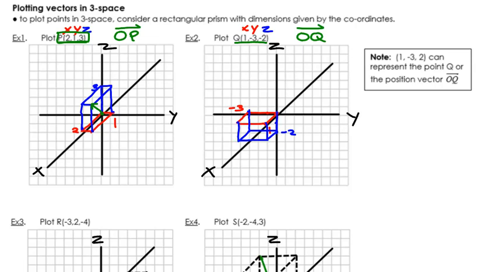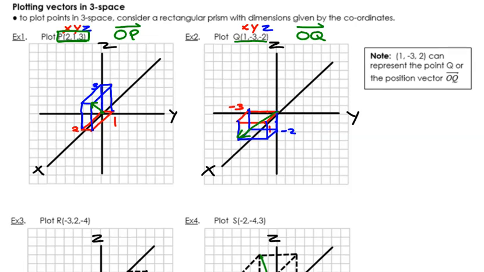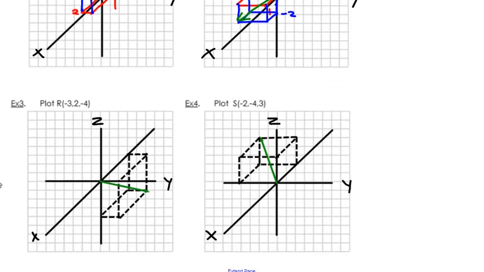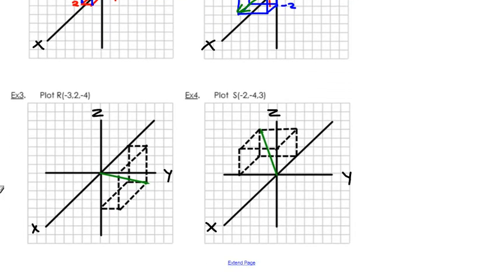The position vector is from the origin to Q. So the green is the only one that should be solid. Everything else should be dotted. These are the two that I want you to try, but I've given you the answers for. So this is what it should look like, where you have everything dotted, but a solid answer at the very end.